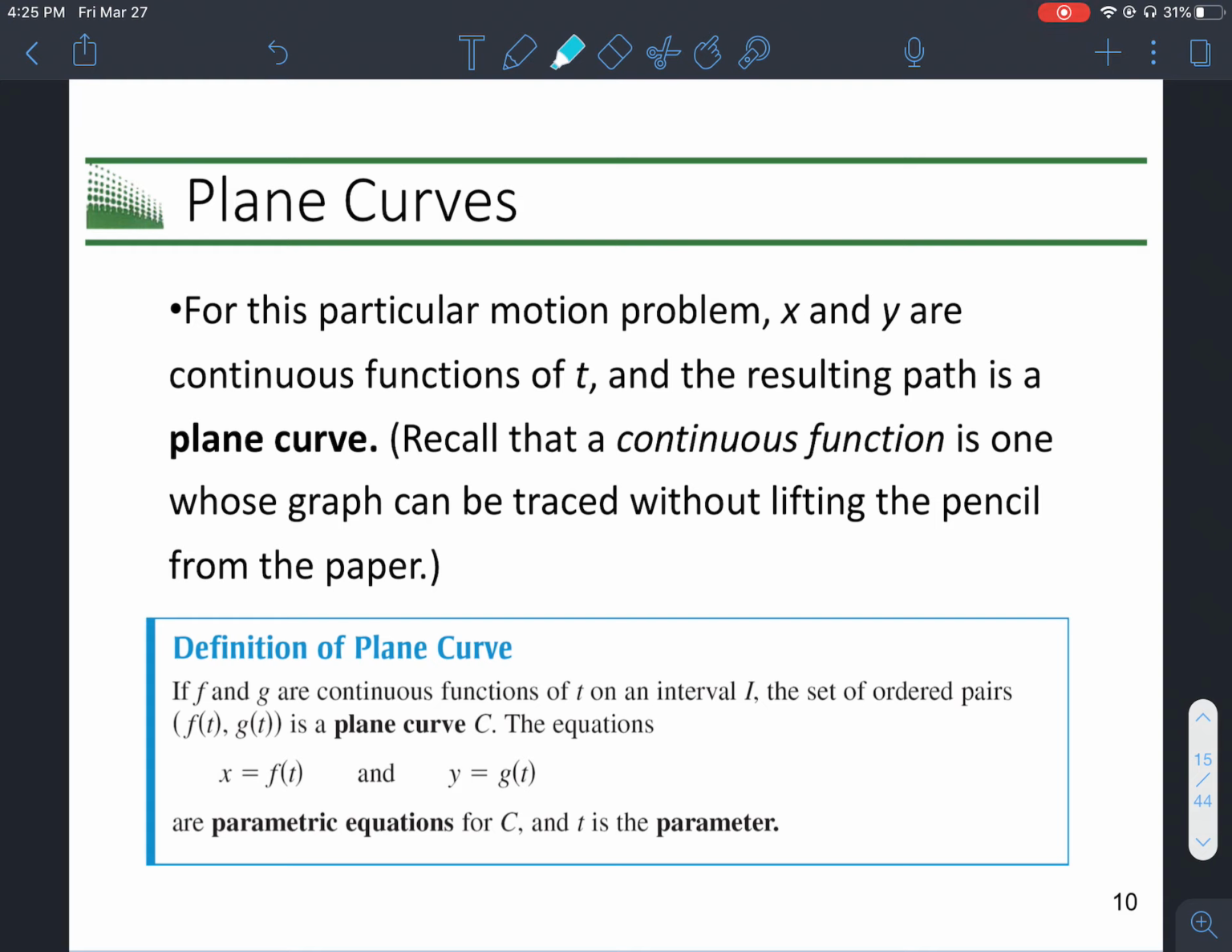So a plane curve is essentially any curve that we can rewrite into two separate equations, one for the x and one for the y, both in terms of the same parameter variable t. Okay, so x and y are continuous functions of t, and the resulting path is a plane curve. So pretty much you need to be able to write x and y as those continuous functions. If you recall, a continuous function has to have no gaps, no holes, no jumps, no skips. You have to be able to trace it without lifting up your pencil from your paper.